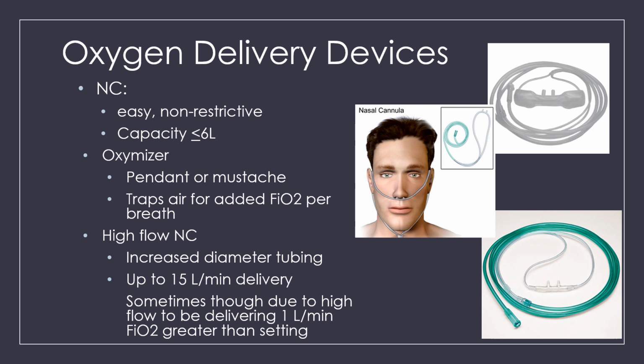And then we have high flow nasal cannula. So a high flow increases the diameter of the tubing, which allows for faster flow rates. Up to 15 liters per minute can be delivered. However, sometimes it's thought that due to that high flow, the delivery is actually 1 liter per minute higher FiO2 than whatever the setting is in those cases.